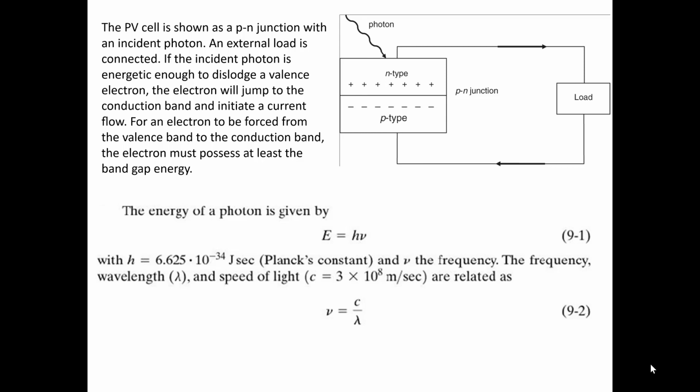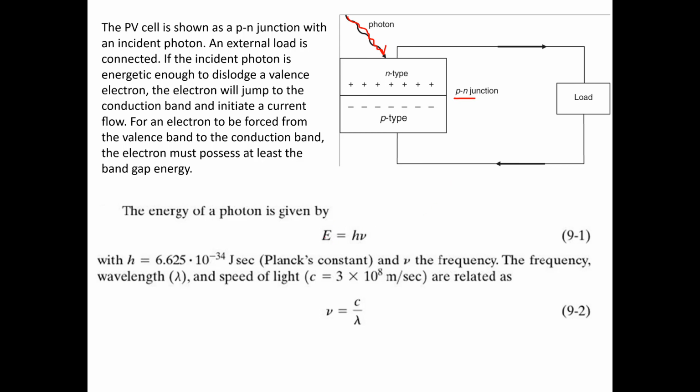This diagram gives an example of a PV cell. This PV cell is shown as a P-type and N-type, or what they would call a PN junction, with an incident photon. So I have a photon coming in, or sunlight. An external load is connected. If the incident photon is energetic enough to dislodge a valence electron, the electron will jump to the conduction band and initiate a current flow. For an electron to be forced from the valence band to the conduction band, the electron must possess at least the band gap energy.